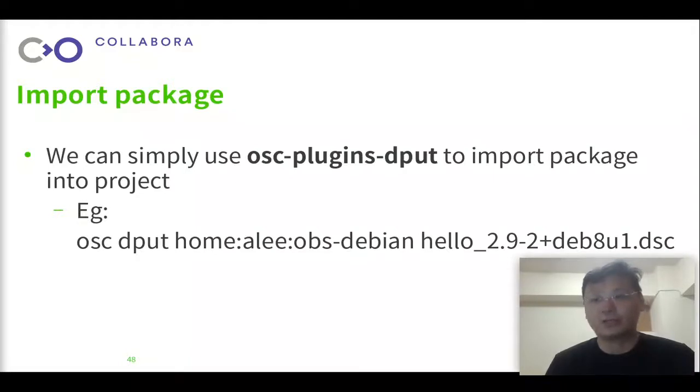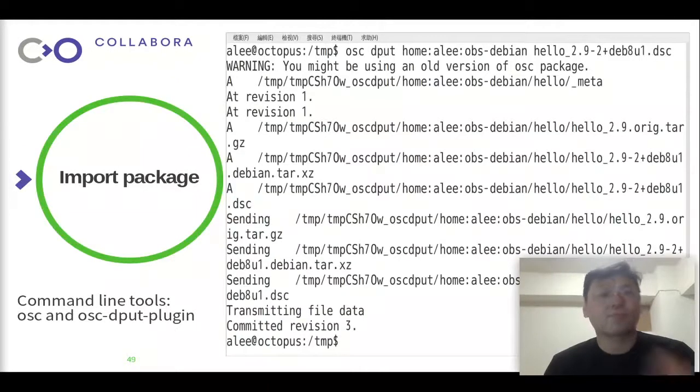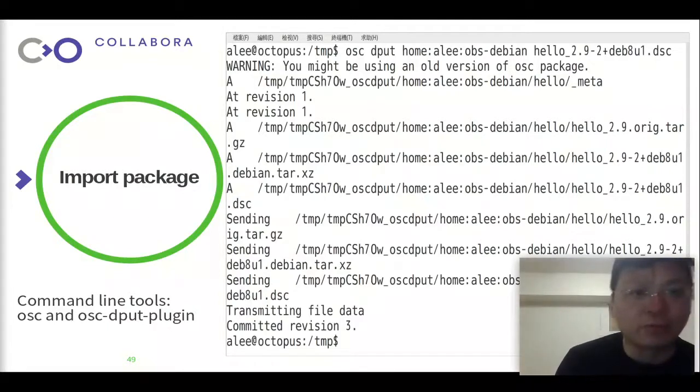You can see that the project I created in previous slides is home:ALI:OBS-Debian project. So just osc dput, the project name, and then the source package. Here is a sample that we use in the terminal. The dput plugin has similar syntax to the dput command to upload a new package into OBS, and it uploads into the project with one command.